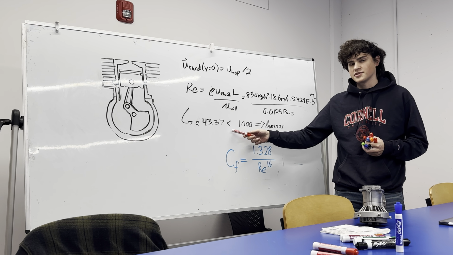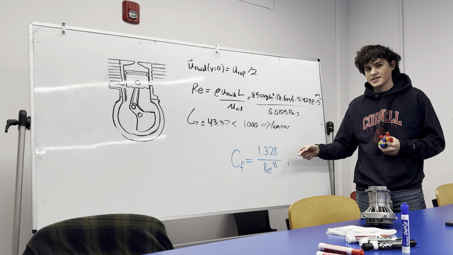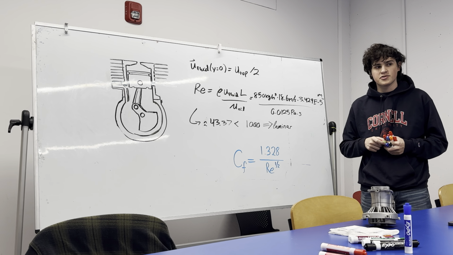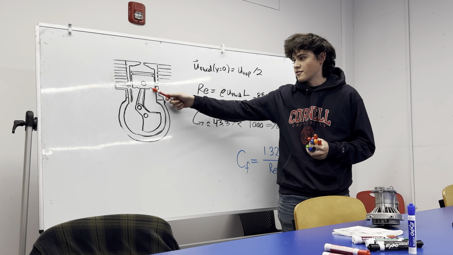Because we have a low Reynolds number and meet the criteria for laminar flow, our skin friction will be less than that for turbulent or transitional flow, and that makes a good lubrication flow for our piston.